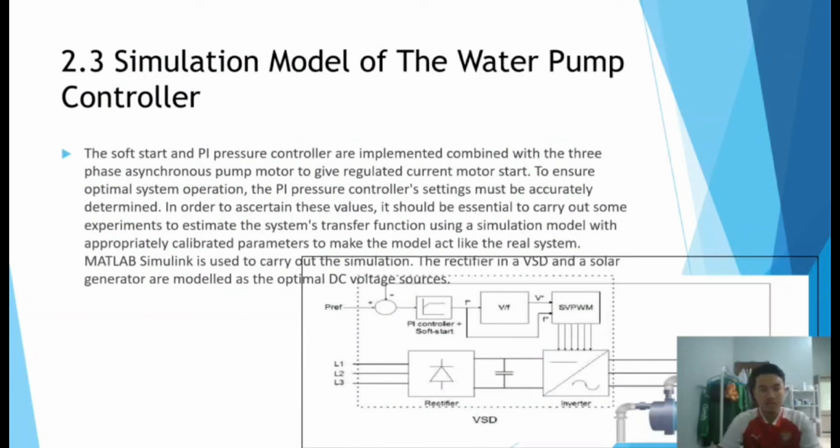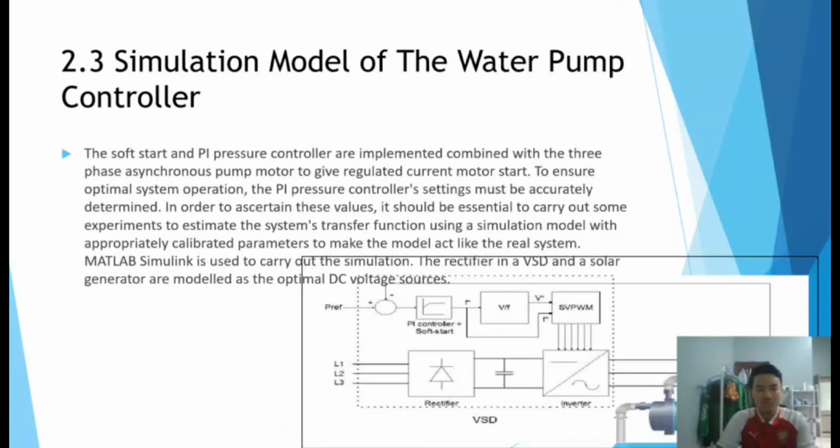So the next part is about our project, which is the simulation model of the water pump controller. The soft start and the PI pressure controller are implemented combined with the three-phase asynchronous pump motor to give regulated current motor start. To ensure optimal system operation, the PI pressure controller setting must be accurately determined. In order to ascertain these values, it is essential to carry out some experiments to estimate the system transfer function using a simulation model with appropriately calibrated parameters to make the model act like the real system.